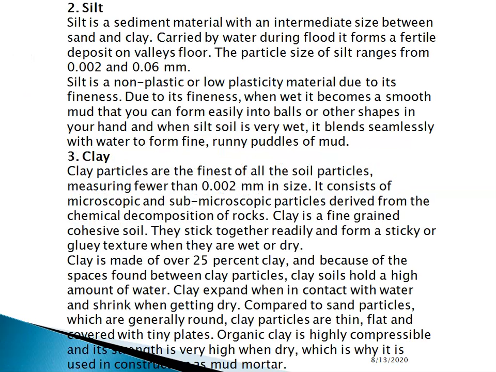Coming to the silt. What is silt? Silt is a sediment material with an intermediate size between sand and clay, carried by water. During floods, it leaves a fertile deposit on valley floors. The particle size of silt ranges from 0.002 to 0.06 mm. So silt is a non-plastic or low plasticity material, due to its fineness.